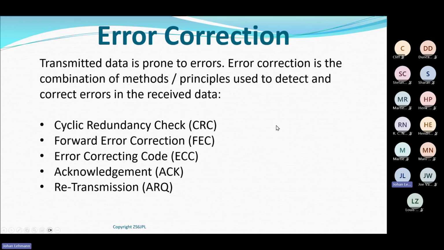And the methods we use to fix this problem of losing information is using cyclic redundancy checks, CRCs, forward error correction checks, FECs, error correction codes, acknowledgements, and retransmission. Okay, and we're going to go through this bit by bit so that you understand.